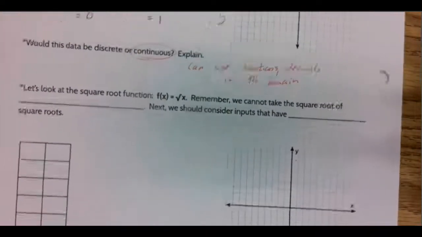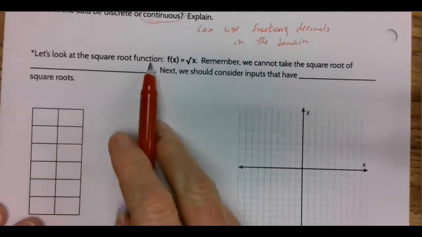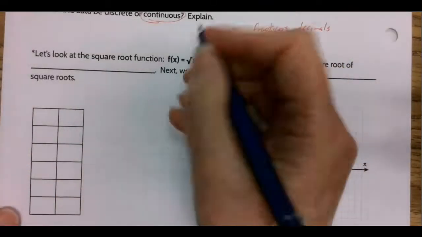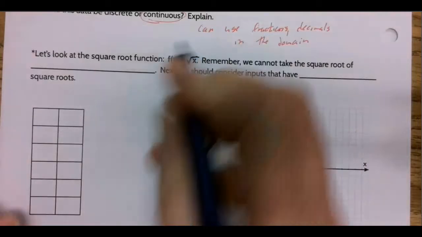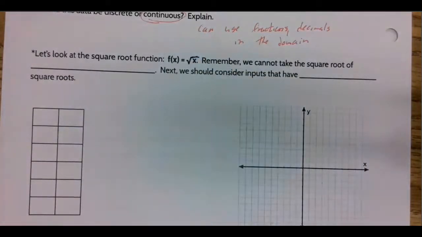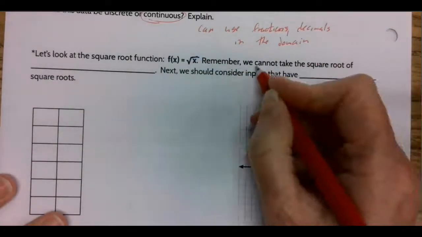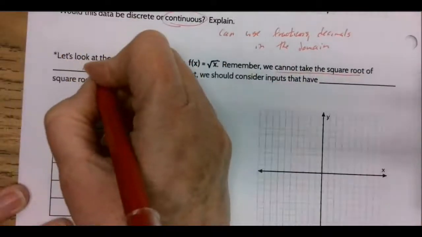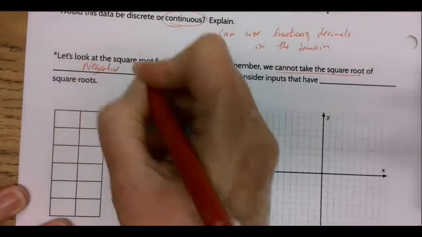Okay, now let's look at a different kind of function. Let's look at the square root function. F of x is equal to the square root of x. Okay, when these things get typed up, unfortunately, it doesn't cover it, but it's all underneath that radical. Remember that we cannot take the square root of a negative right now.